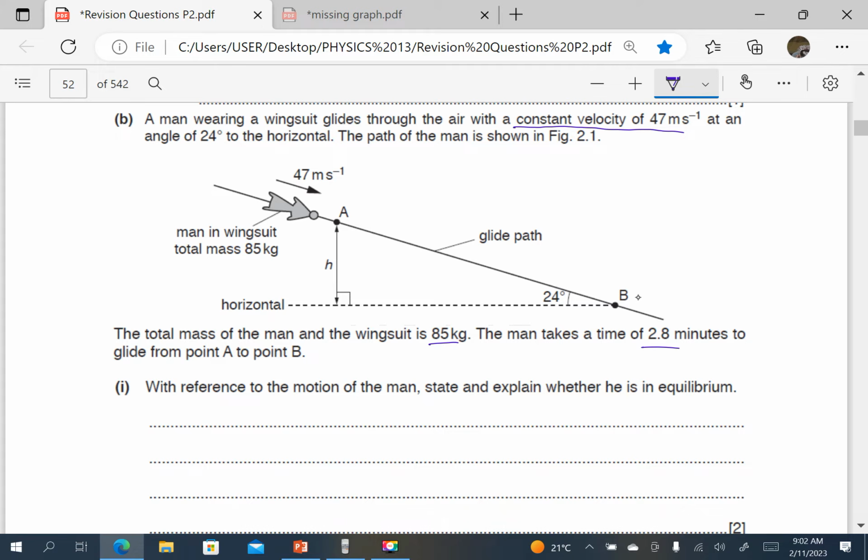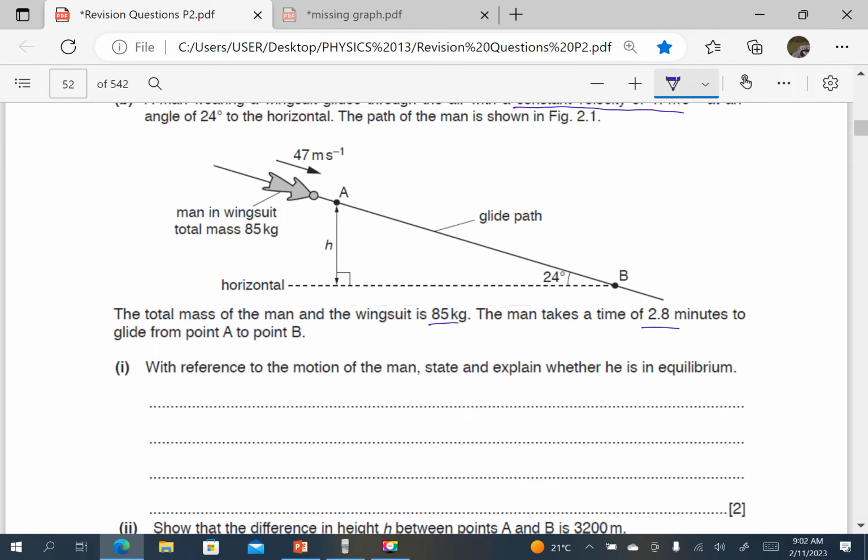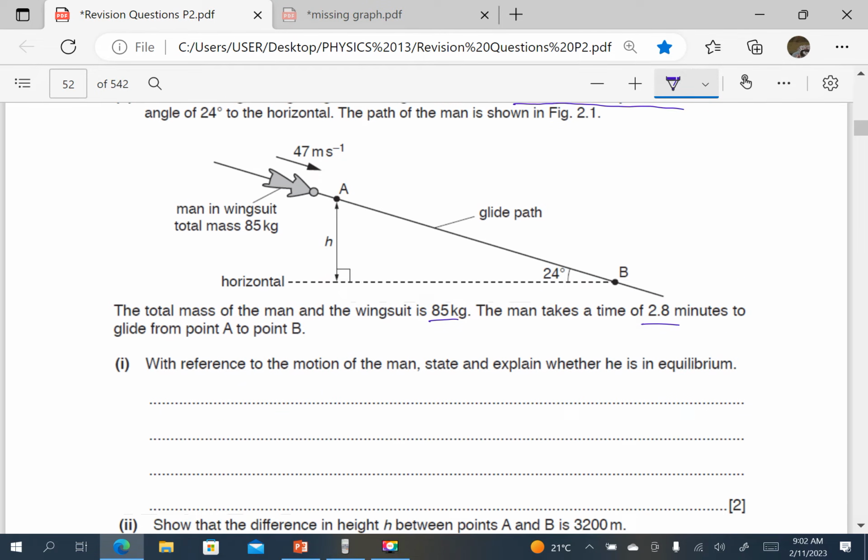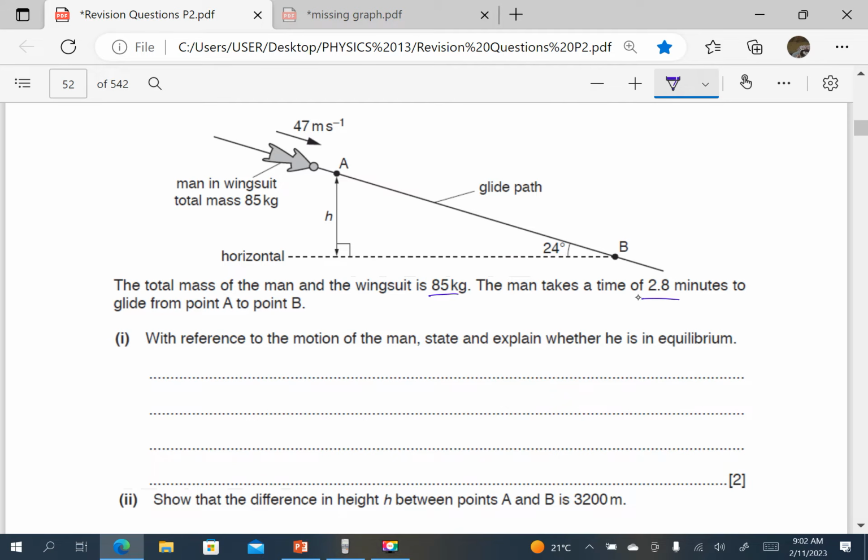With reference to the motion of the man, state and explain whether he is in equilibrium. Of course, they mentioned constant velocity. So constant velocity means the resultant force is 0. So with constant velocity, the resultant force is 0. So he is in equilibrium. So the man is in equilibrium.